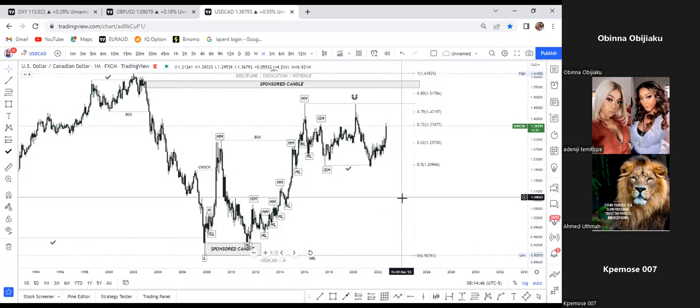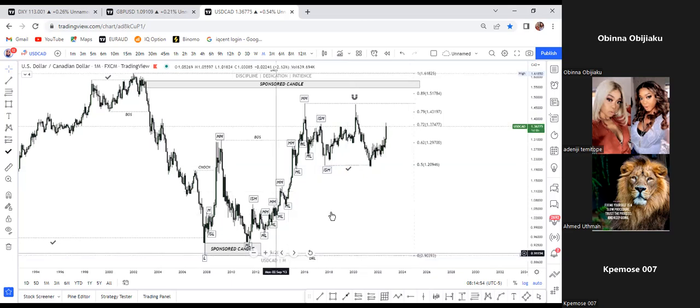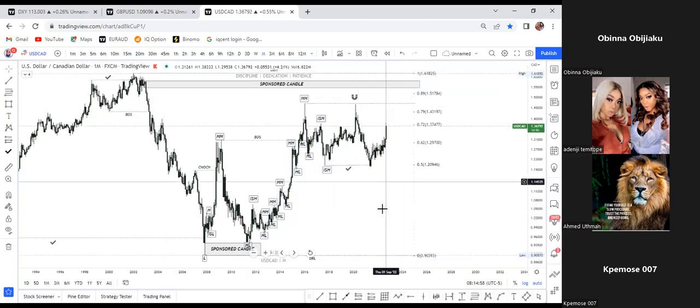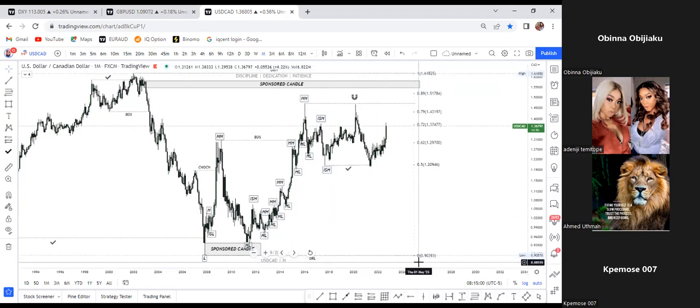And you remember, where do they target? They always target external range liquidity. If they are doing anything in this zone, their target is external range liquidity. If they are coming up from this zone, their target is external range liquidity. Guys, I'm communicating, right? Beautiful.